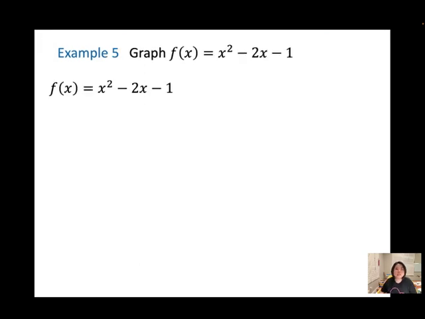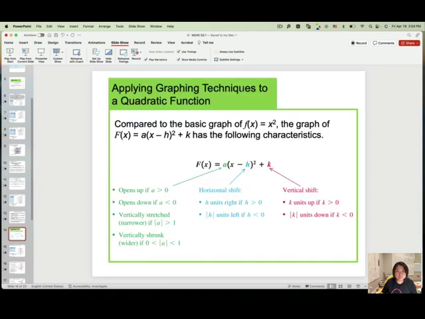Okay, next one, example 5. So we do have the quadratic equations here. When you see the quadratic equation, you want to rewrite it in this form: a times (x minus h) squared plus k. That will be easy for finding the vertex (h, k), and also easy to find the axis of symmetry. Okay?